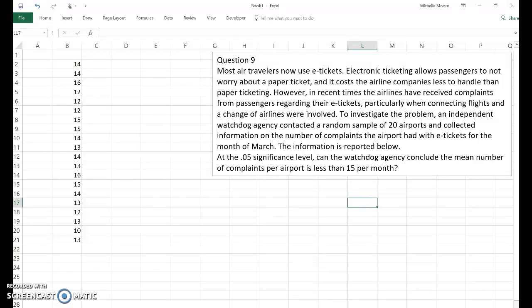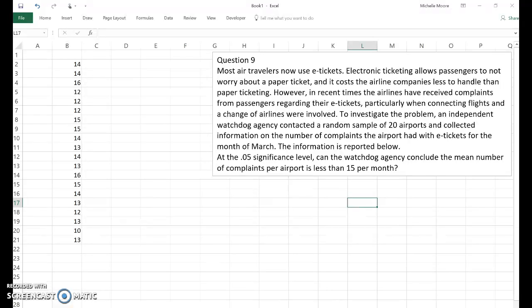So most air travelers now use e-tickets. Electronic ticketing allows passengers to not worry about paper tickets, and it costs the airline companies less to handle than paper ticketing. However, in recent times the airlines have received complaints from passengers regarding their e-tickets, particularly when connecting flights and a change of airlines were involved.